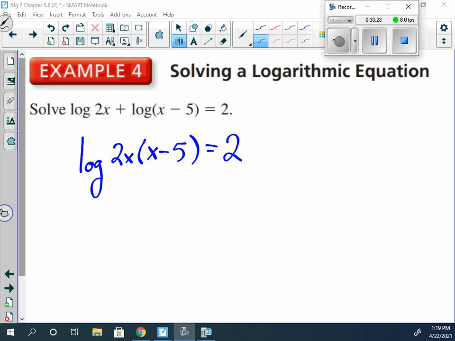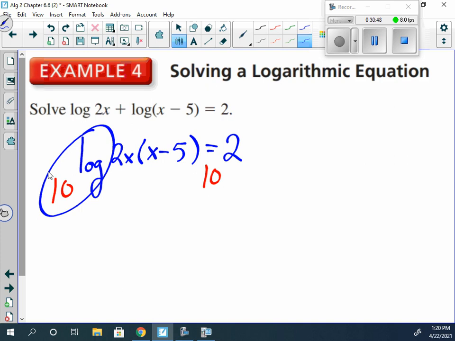Now for this here, we can apply the 10 to both sides. Because 10 to the log base 10, it's not written as 10, but the base and the base do match up here. And since they match up here, they will simplify out, leaving us with just 2x times x minus 5 is equal to, well, 10 squared is 100.